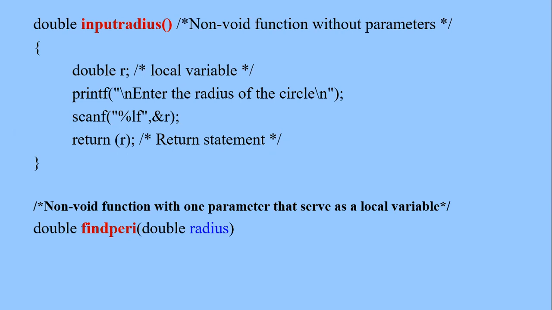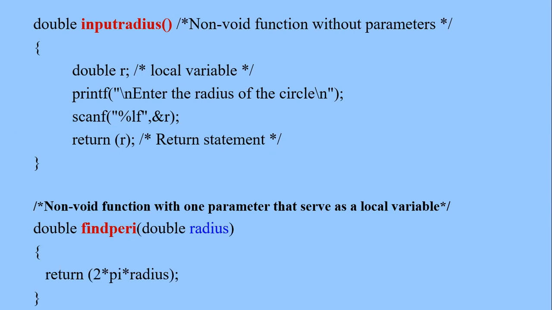So we have double find_Perry. In parentheses, we have double radius. So double radius is the parameter, is what it is receiving. But this double find_Perry simply means that this function will return a value of type double.